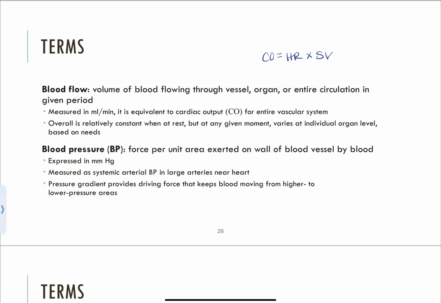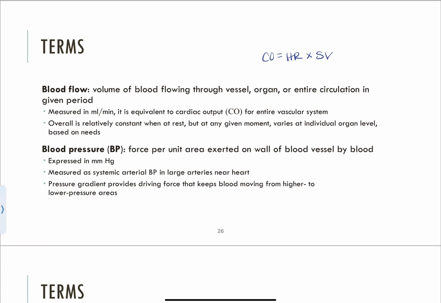The other term is blood pressure. Blood pressure refers to the force per unit area that's exerted on a vessel wall by the blood that it's holding. The measurement unit is millimeters of mercury. So if we talk about the blood pressure in our aorta, we could say that it's 120 millimeters of mercury. Pretty much if we're talking about blood pressure, we're talking about systemic arterial blood pressure in our largest arteries near our heart. So if you've ever had your blood pressure taken, that's what it's measuring right there.